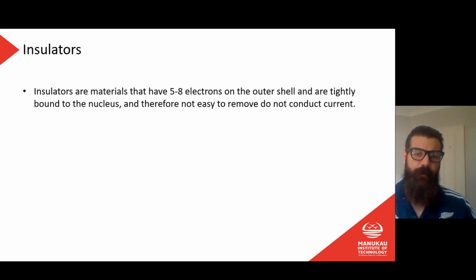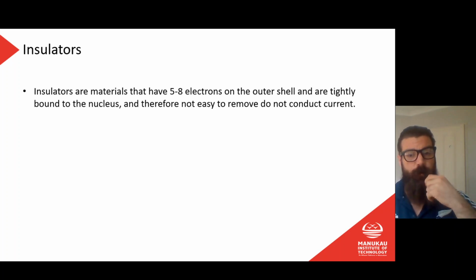Insulators are materials that have 5 to 8 electrons, so more than conductors, in the outer valence shell, and they are tightly bound to the nucleus, and therefore they're not easy to remove, and therefore don't conduct current. So what we're saying there is that because there's more electrons in that outer shell, they're harder to move. There's fewer gaps. So when we apply a current, we're not going to have those electrons start bouncing around easily and therefore conduct electricity.